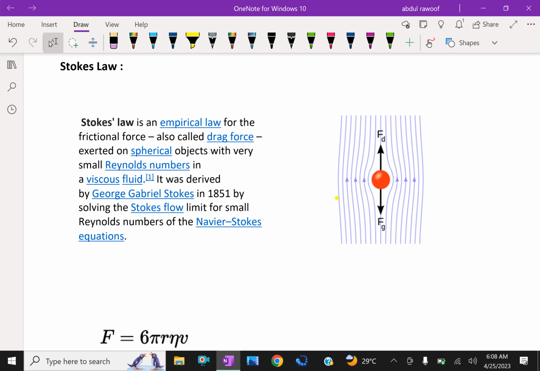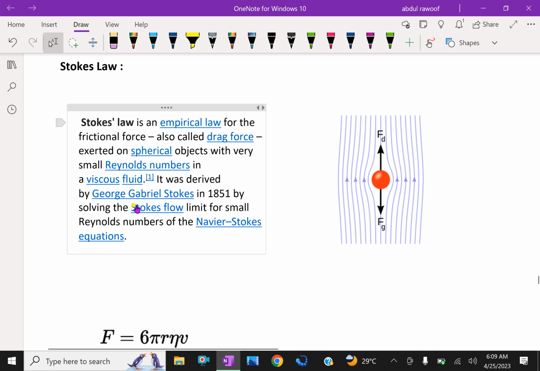It is seen that the viscous force is proportional to the velocity of the object and is opposite to the direction of the motion. The other quantities on which the force F depends are the viscosity eta of the fluid and the radius of the sphere. Stokes' law is an empirical law for the frictional force, also called drag force, exerted on spherical objects with very small Reynolds numbers in a viscous fluid.